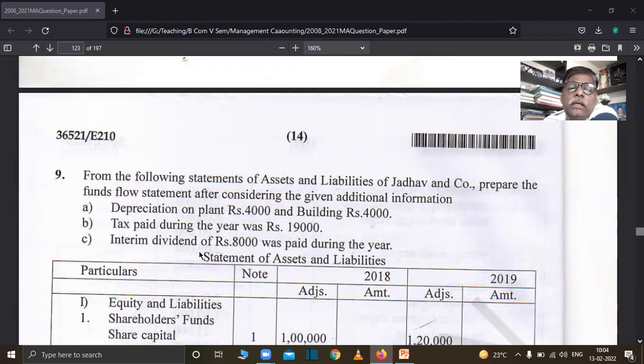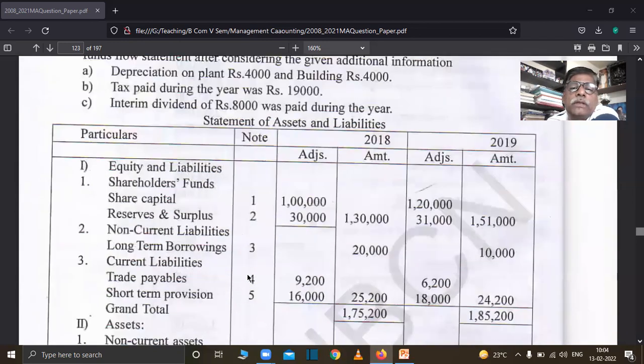Second item. Then interim dividend 8,000 is there. This 8,000 goes to funds from operation and also goes to application. This is non-operating expense. Non-operating expense first goes to funds from operation. And second, it is an application. You have to take it on the application side. Okay. Now you see the balance sheet.